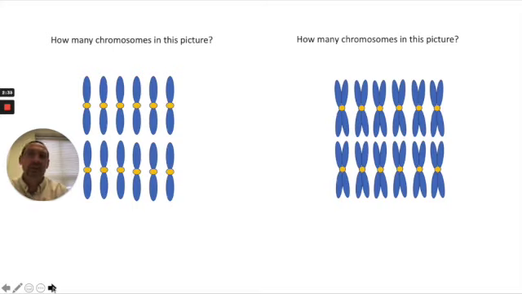Now that gets a little bit crazy when we're counting chromosomes. In the first picture, we can see that there's 12 chromosomes. In the second picture, there are also 12 chromosomes. What makes it interesting is in the second picture, we have 24 chromatids because all of those chromosomes have been duplicated. And that's essentially what's going to be distributed to the new cells.